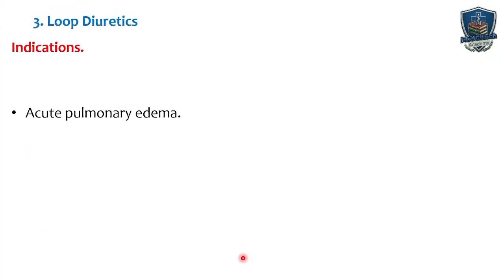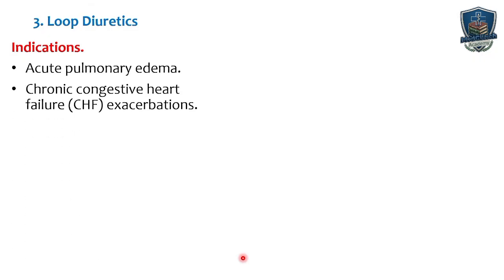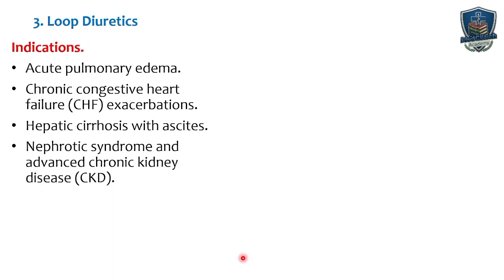So the indications for loop diuretics: they are very good for managing acute pulmonary edema. They can also be used in chronic congestive heart failure or exacerbations. They are very good also for managing hepatic cirrhosis with ascites. They can also be used in nephrotic syndrome and advanced chronic kidney disease, and also hyperkalemia, because they help in getting rid of potassium ions. Yes, they can also be a second line in hypertension.